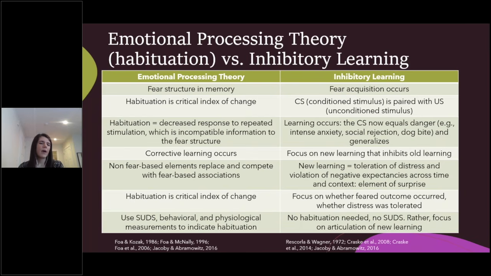And in this model, we consider habituation to be the critical index of change. When we say habituation, we mean that there is a decreased response to repeated stimulation. And this decreased response to repeated stimulation is incompatible with the fear structure.